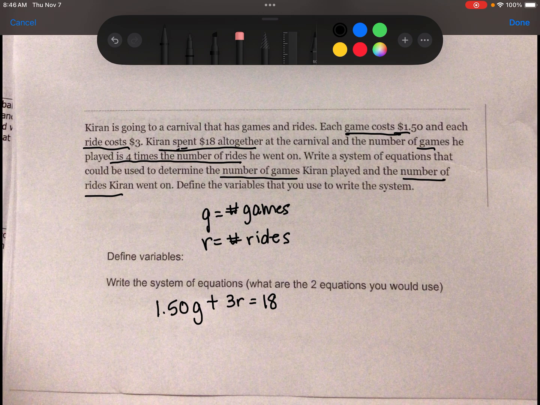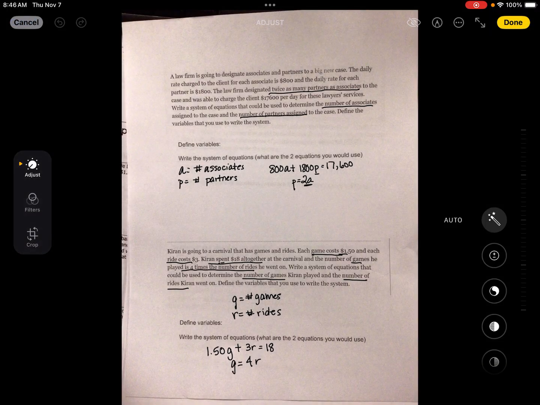And then the number of games he played is 4 times the number of rides. So again, what does he do more? Plays games or rides? The number of games he played is 4 times the number of rides. Well, he plays more games. So games equals 4 times the number of rides, 4R. Okay. And then turn it over.